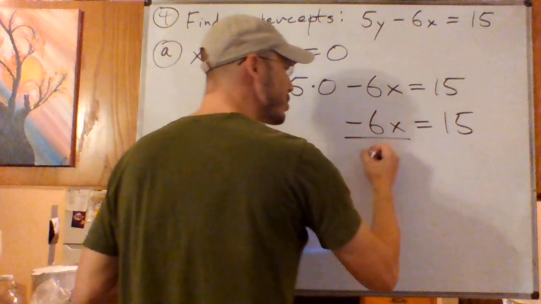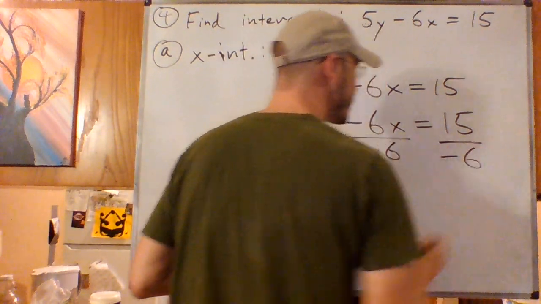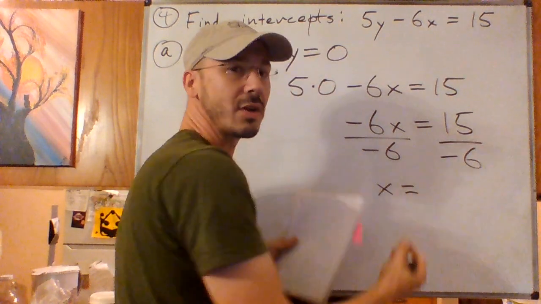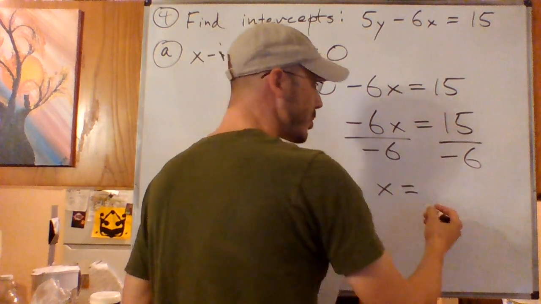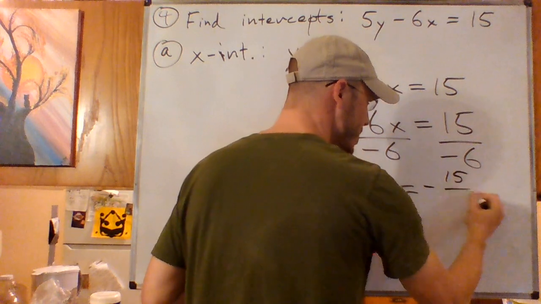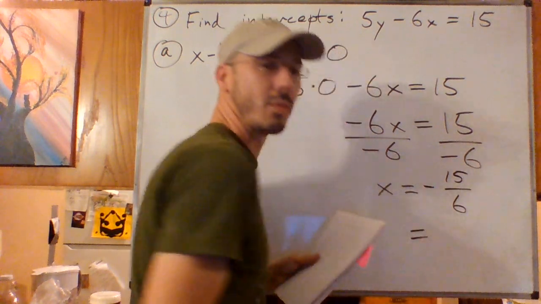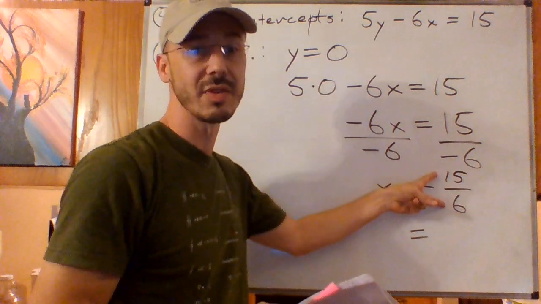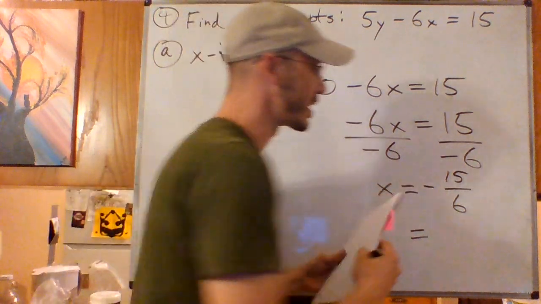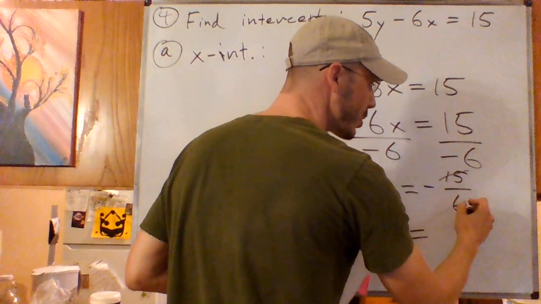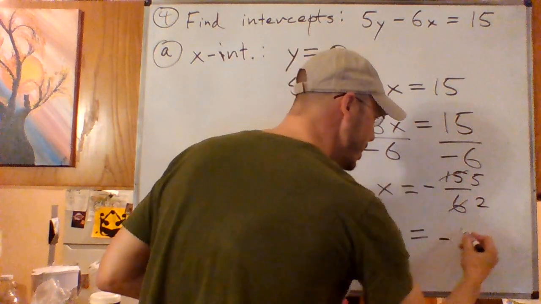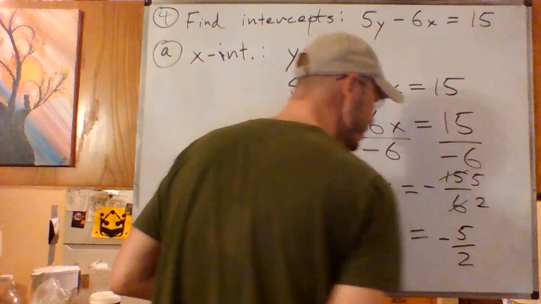I can divide both sides by negative 6. And I get x equals negative 15 over 6. But for Hawks anyway, you'll need to simplify this. Both of these are divisible by 3. So if I cancel a factor of 3 up here with a factor of 3 down here, I'm left with 5 over 2. Negative 5 over 2.